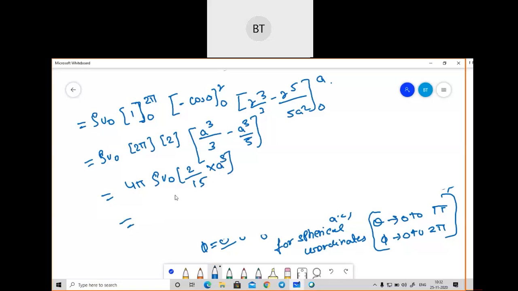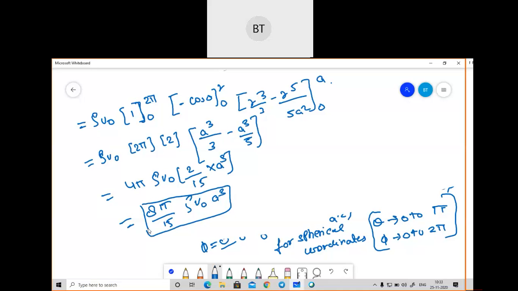So after solving this, what I'm getting here is 8 pi upon 15 rho v into a cube. So this was our final answer. What I have done is just integrate this. Nothing more is involved here, only basic integration. Based on that, I have solved those.